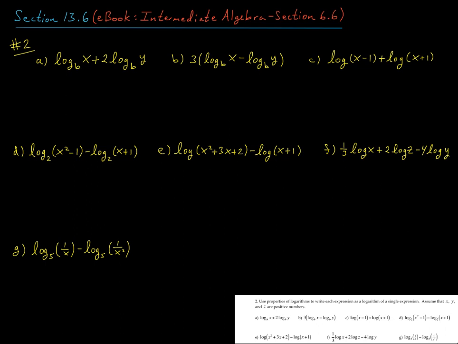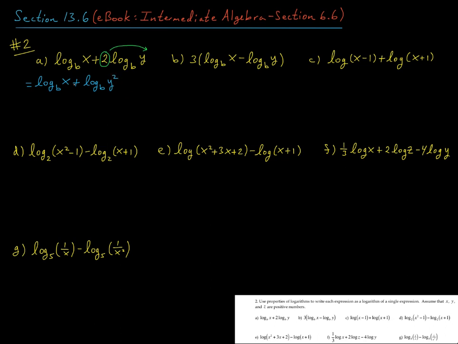Okay, so you want to be thinking about those key properties that we went through in the last video in reverse. So to start here with A, this 2 here is multiplying this logarithm. So from the exponent property, I can bring this 2 up to the exponent position on the y. So that's going to give us log base b of x plus log base b of y squared.